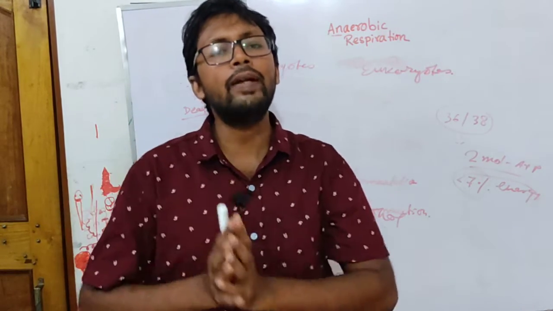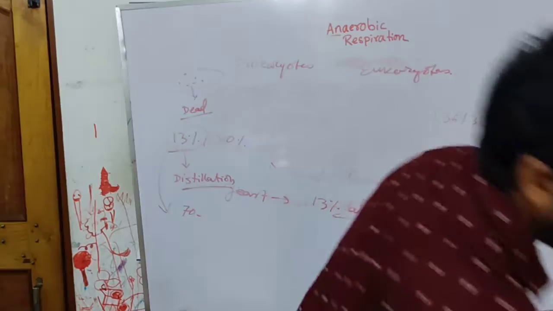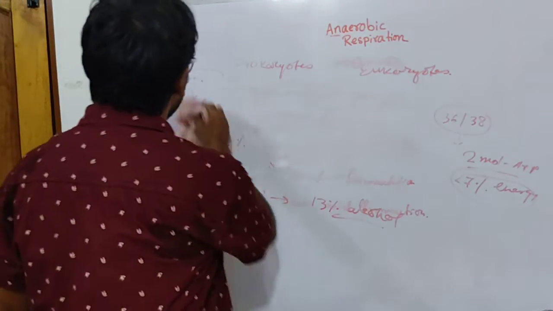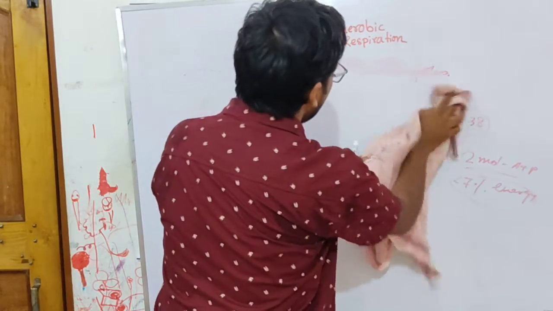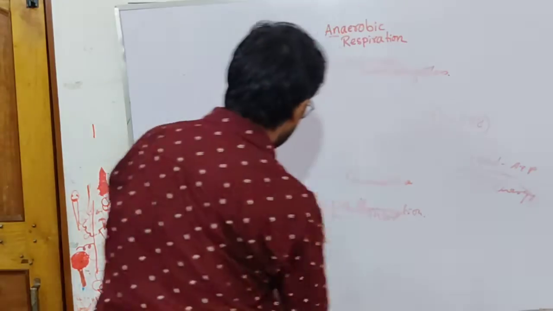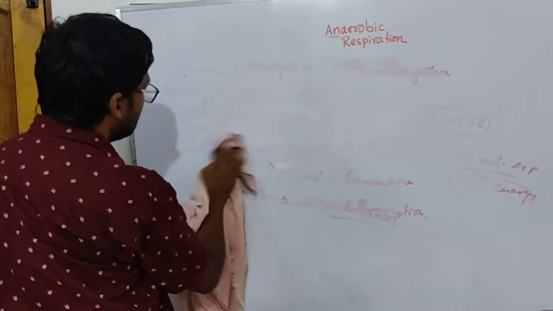यहाँ पे पायरुवेट डिकार्बोक्सिलेज दो एंजाइम्स हैं. यहाँ पे दो एंजाइम्स हैं, या यू विल डिस्कस दैट. यहाँ पे दो एंजाइम्स है, पायरुवेट डिकार्बोक्सिलेज एंड अल्कोहल डिहाइड्रोजिनेज.